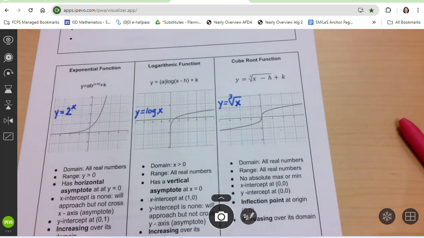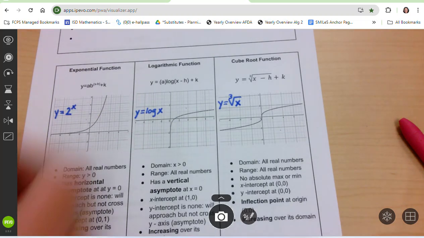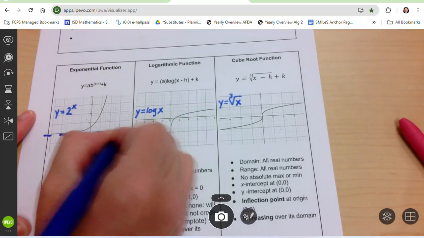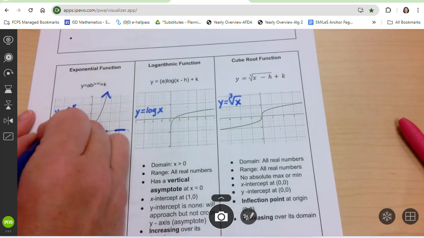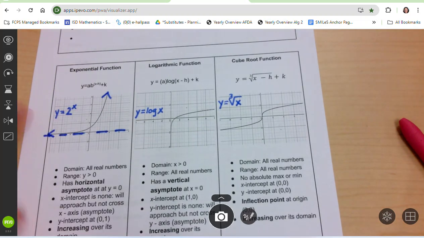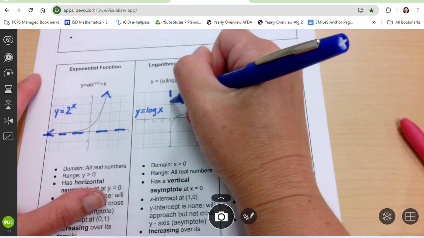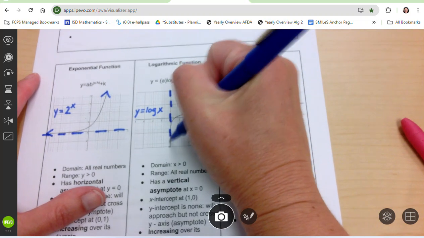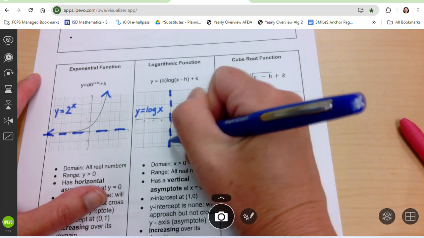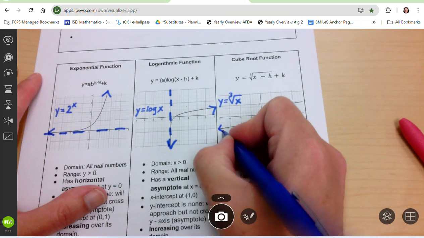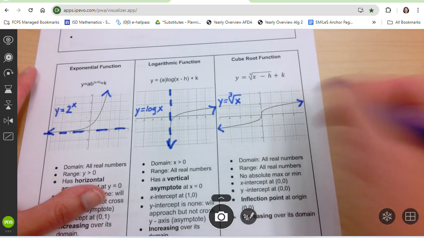You will probably remember from last unit that exponential has a horizontal asymptote. And it has arrows. I don't think we talked about logarithms in depth yet. We talked about them once. Logarithms have a vertical asymptote and arrows. And then the cube root function just has arrows.